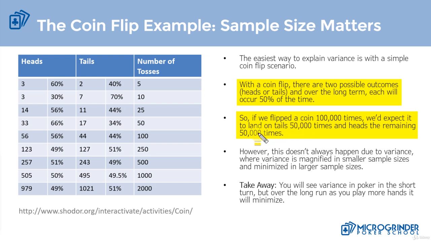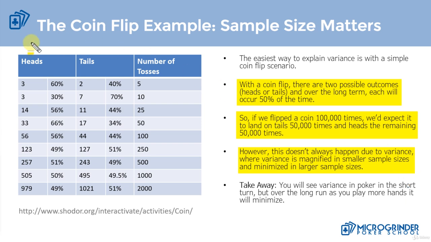But does this always happen? No, it doesn't. And if you don't believe me, just go get a coin and start flipping it and recording the results. What you're going to find is that variance is magnified in smaller sample sizes, but as sample sizes get larger, variance tends to dissipate. So it's minimized in larger sample sizes.